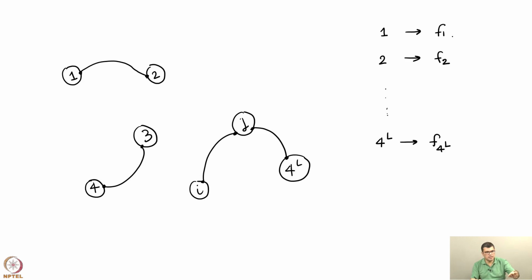lift this node up from the screen by a distance which is proportional to its fitness value, which is F1. So, let us say that node 1 is its fitness units, let us write some numbers here. Let us say F1 was simply equal to 1 and F2 was simply equal to 2.